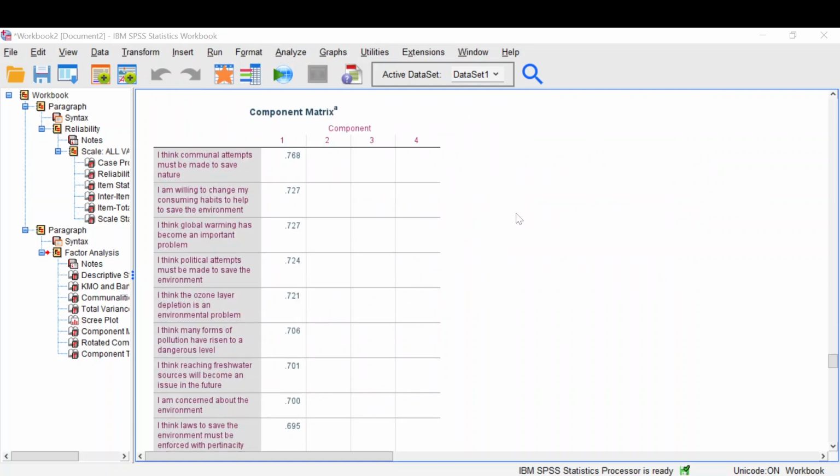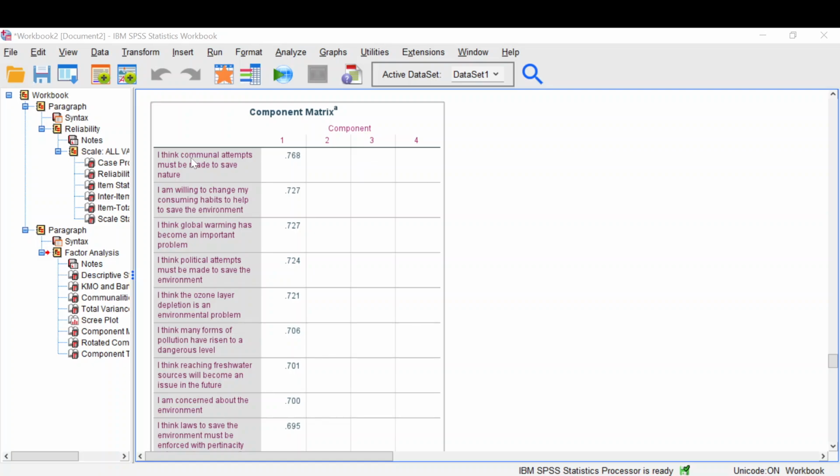So here's our component matrix, which lists all of our factor loadings for each of our measurement items. Remember, above 0.5 we will accept it, but the closer to 1, the stronger the correlation is between that measurement item and that factor.